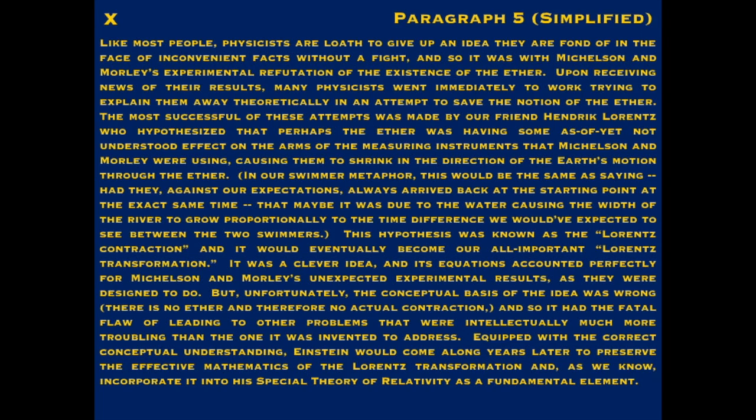It was a clever idea, and its equations accounted perfectly for Michelson and Morley's unexpected experimental results, as they were designed to do. But, unfortunately, the conceptual basis of the idea was wrong. There is no ether, and therefore no actual contraction. And so it had the fatal flaw of leading to other problems that were intellectually much more troubling than the one it was invented to address. Equipped with the correct conceptual understanding, Einstein would come along years later to preserve the effective mathematics of the Lorentz transformation and, as we know, incorporate it into his special theory of relativity as a fundamental element.